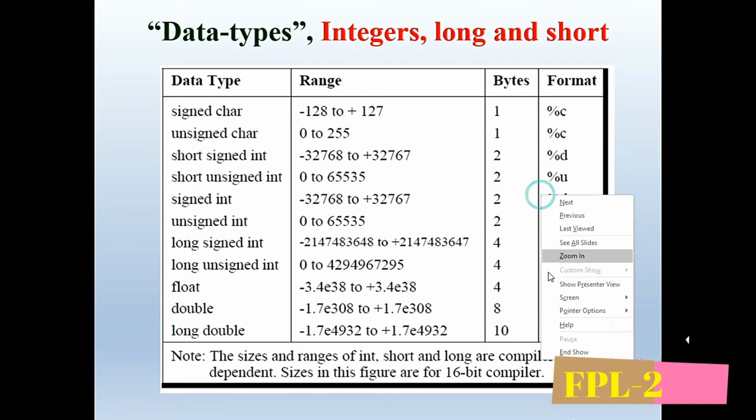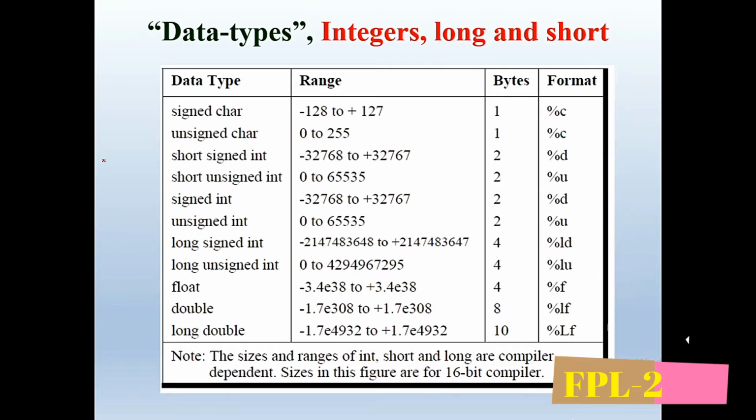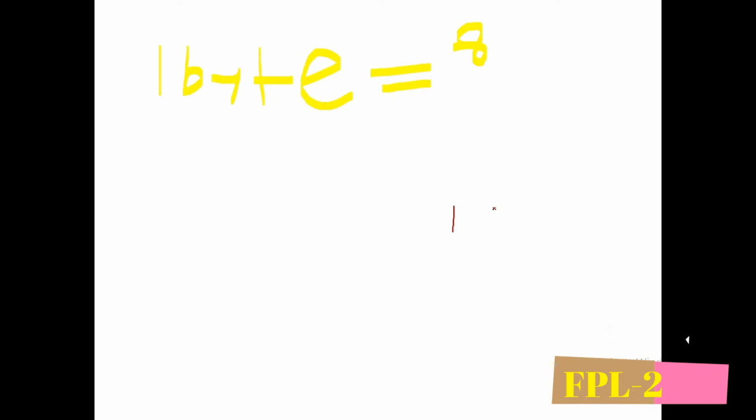Here the size of int given is, for signed int, minus 32768 to plus 32767, and for unsigned int it is from 0 to 65535, and the bytes required is 2 bytes. So how this gets calculated, we will see this.